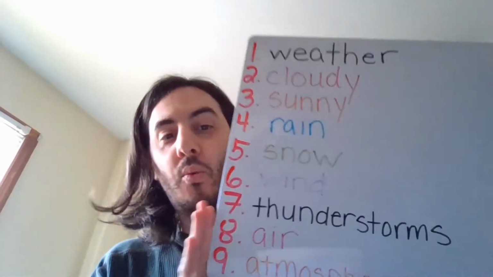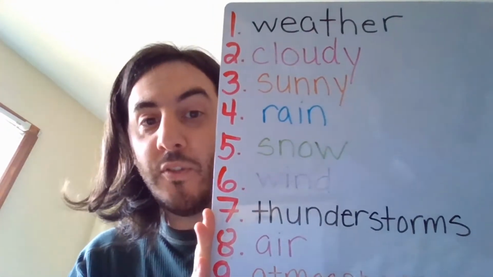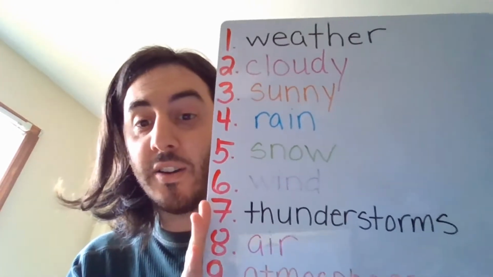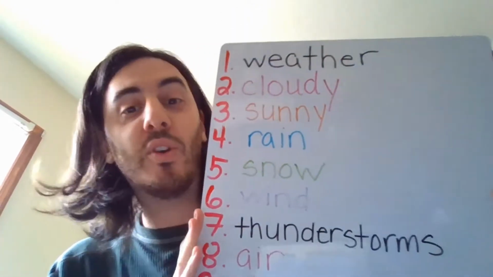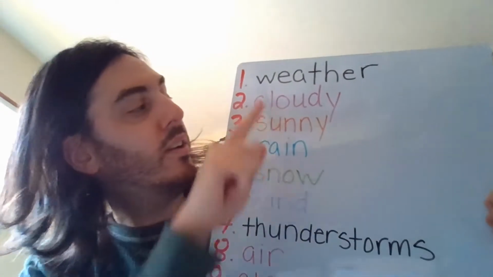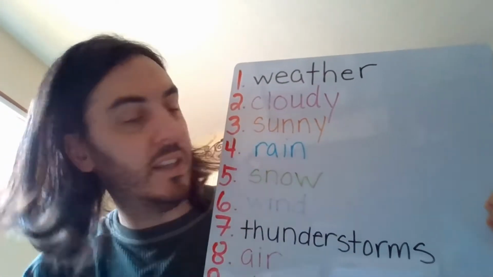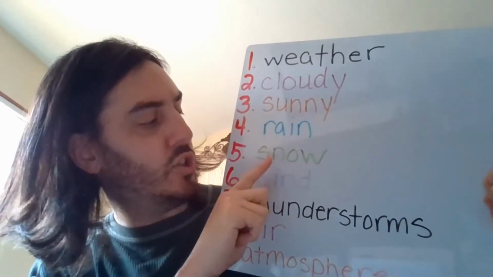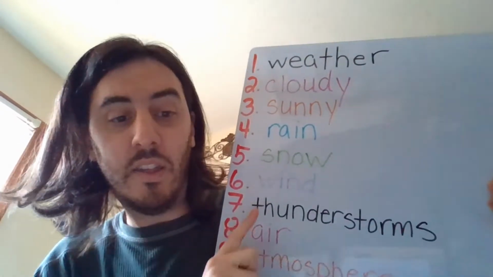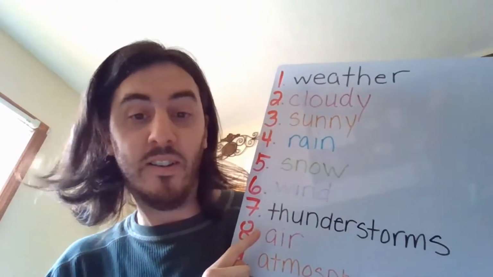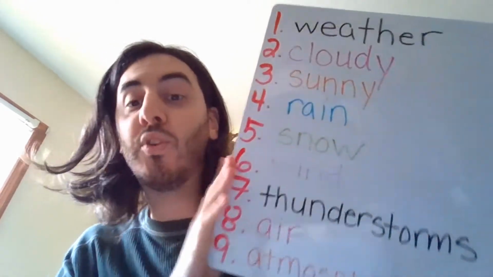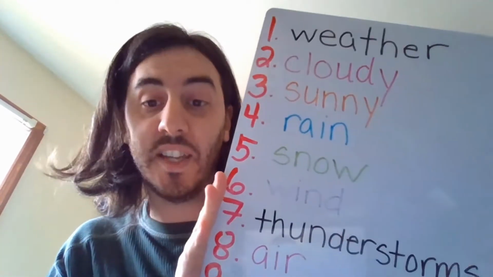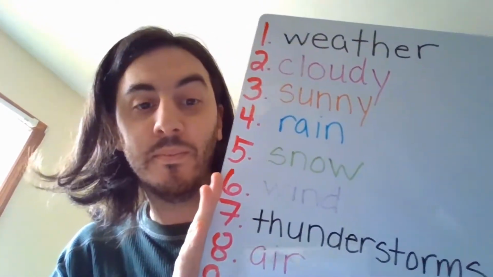Today we are going to learn about weather. I have 9 words here that I want you to look out for when we discuss our session and when you watch a video. We're going to look out for weather, cloudy, sunny, rain, snow, wind, thunderstorms, air, and atmosphere. We're going to look out for these words because by the end of the session, we're going to define them.